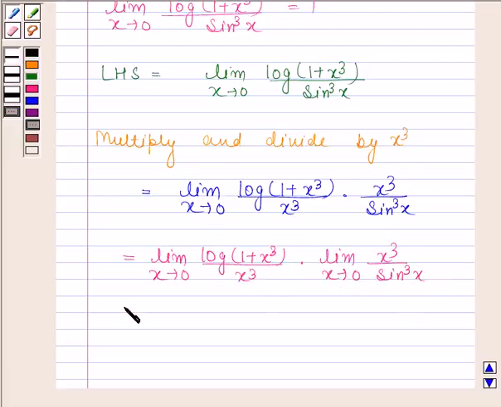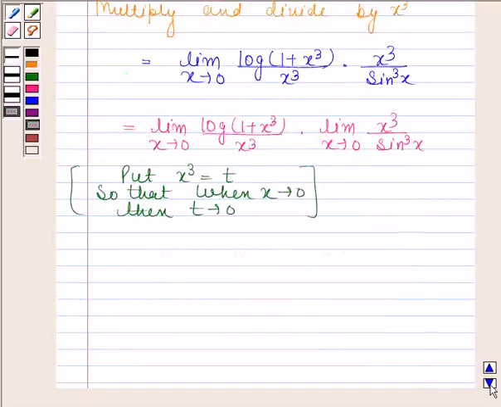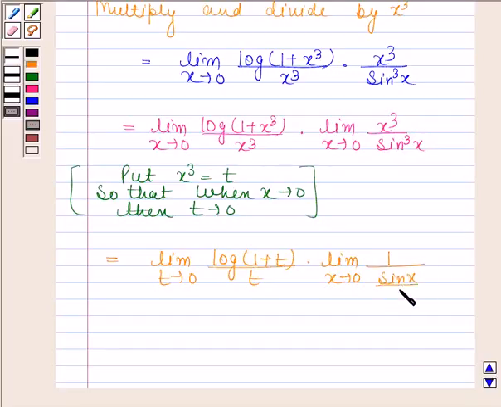Now in the first expression, put x cube as t so that when x approaches 0, then t also approaches 0. So by substituting t in place of x cube, we get limit t approaches 0 log 1 plus t upon t into, now we can write this expression as limit x approaches 0, 1 by sine x upon x whole cube.